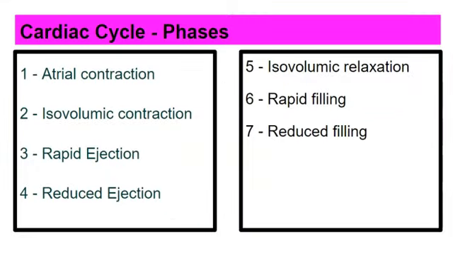There are 7 phases to the cardiac cycle. We have atrial contraction, the first phase; isovolumic contraction, number 2; number 3, the ejection phase, rapid ejection we would call that; number 4, reduced ejection phase; number 5, isovolumic relaxation. There are 2 of those isovolumic periods. Number 6, rapid filling, and number 7, reduced filling. And we're going to discuss each and every one of those.